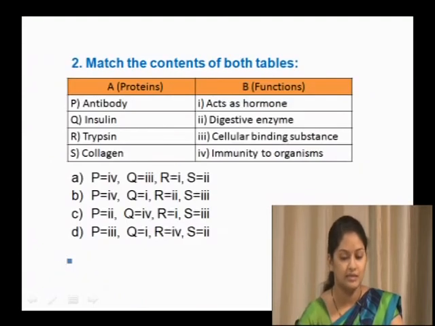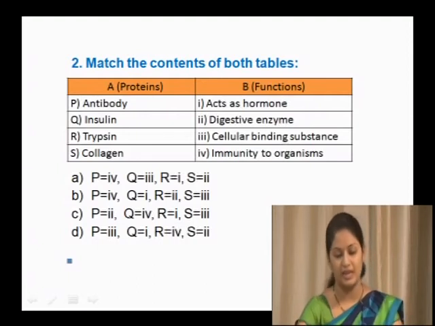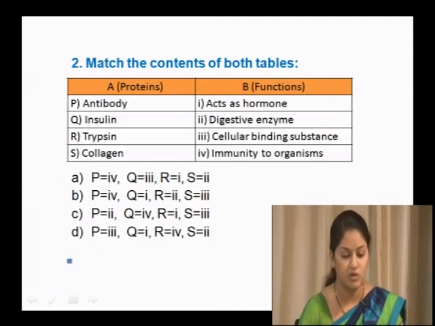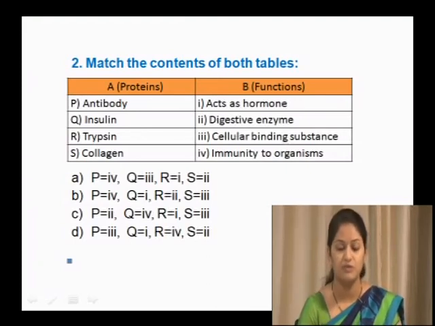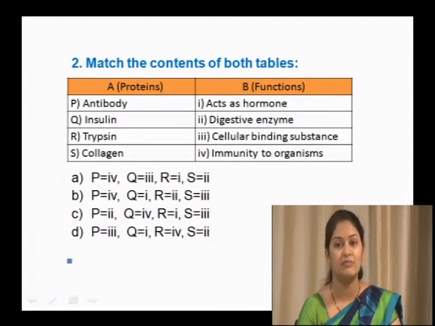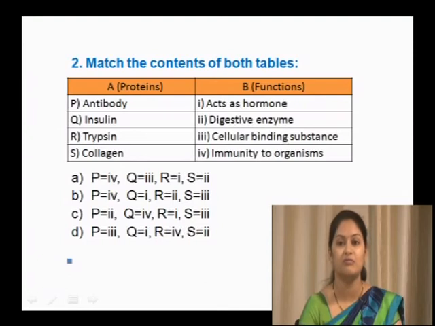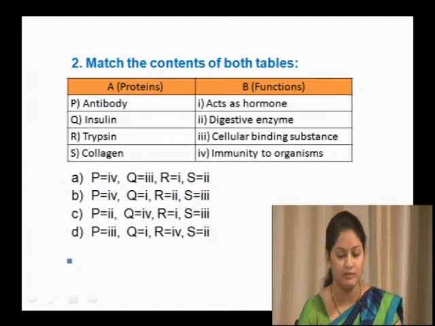Next one is matching the contents. In the first table we have different kinds of proteins, and in the second table we are associating them with their function. Antibody, we all know, is associated with providing protection to the human body or animal's body. So it goes with option 4, immunity to organisms. Next comes insulin. Insulin is a proteinaceous hormone secreted by the pancreas and it is required for maintaining the blood glucose level. So option 1 goes very well with this.